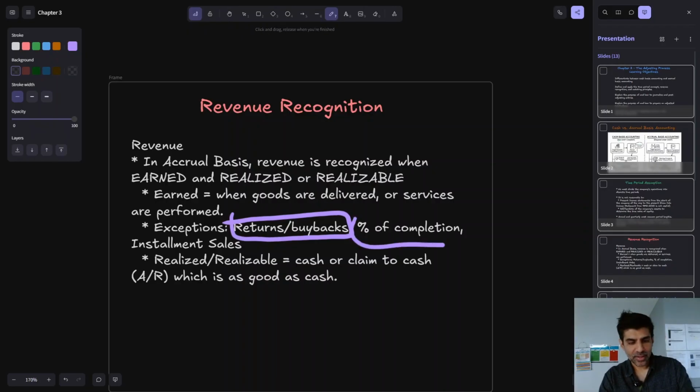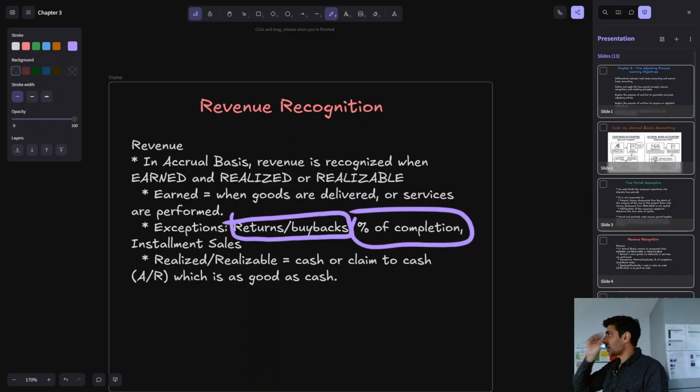Percentage of completion. This is like another, let's say you're building aircraft carriers. I forgot the name of the company, but their business is building aircraft carriers. So it takes, I don't know, years to build the thing, right? So if they could only recognize revenue when they transferred ownership to the government, once the ship is done, they would only recognize revenue once every 3 years for this thing that they're taking a long time to build.